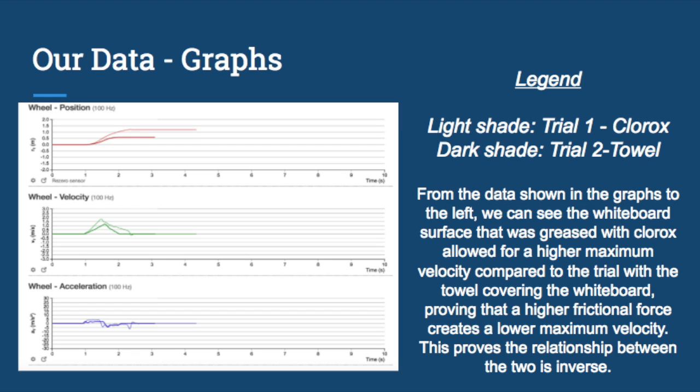IOLab software provides us with the position, velocity, and acceleration of the IOLab at any given time. When comparing graphs between trials, we find that since the grease trial allowed for higher maximum velocity compared to the towel trial, we extrapolated that higher frictional force is created by a lower maximum velocity.